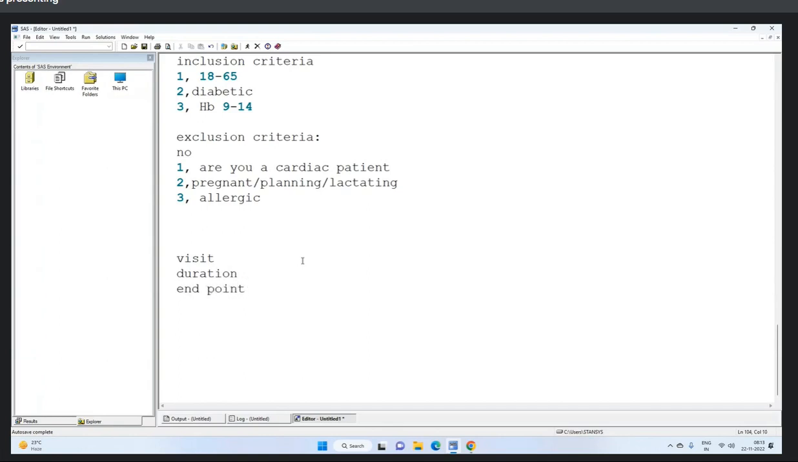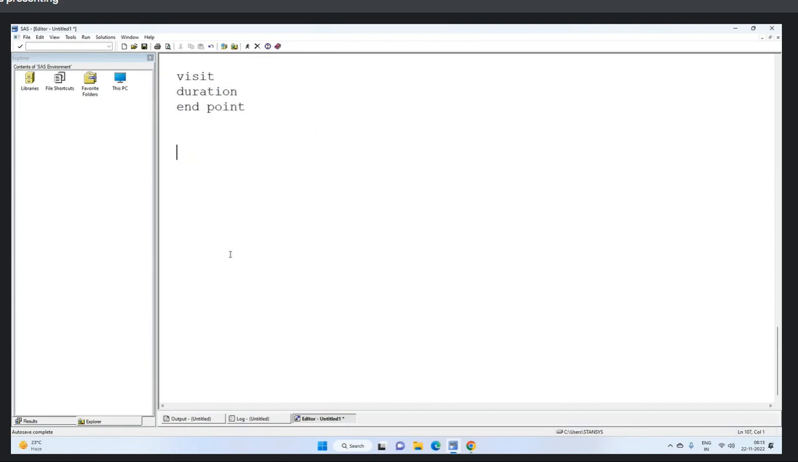Each and every study is going to have an end point. What is an end point? Say, for example, it is a diabetic study. I planned for 3 months. It's a 3-month treatment. Okay, so I have to give the treatment for 3 months.